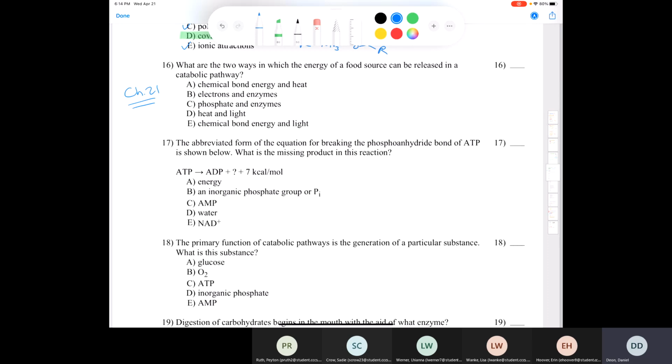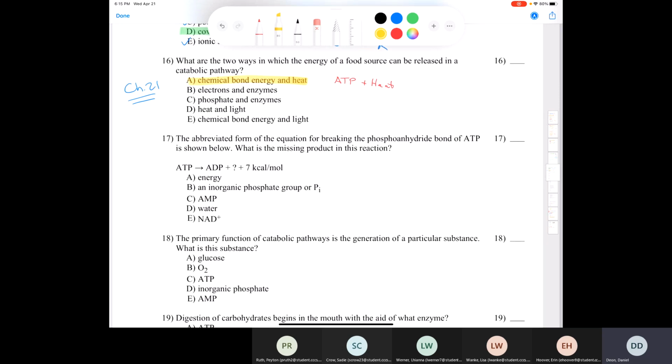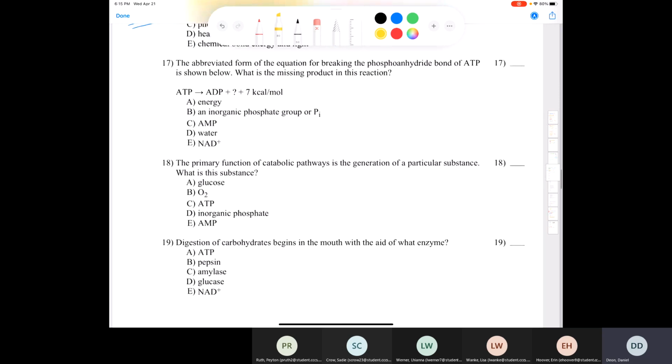So how do we release the energy from a food source in a catabolic pathway? Well, I went over this at the very beginning of chapter 21 with you, and I said you can think about the human body as kind of being a big combustion chamber, right? What do we release? We end up forming ATP from the food that we eat, but we also generate heat, right? And so the answer is we form chemical bond energy in ATP, and we also produce heat, right? That's kind of what the human body is, just a big ATP maker and keep ourselves warm at the same time. All right, question 17.